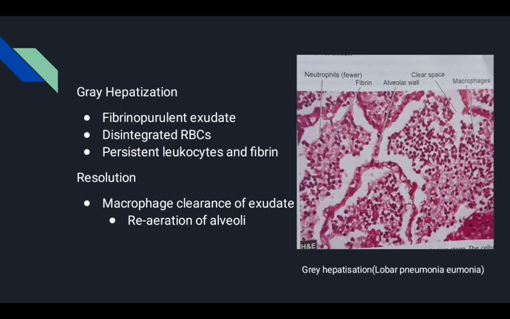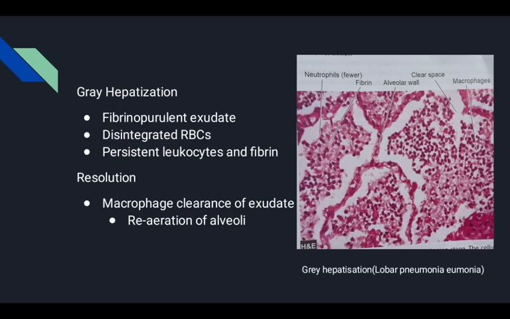In the gray hepatization stage, fibrino-purulent exudate, disintegrated RBCs, and leukocytes persist and fibrin is present. In the resolution stage of lobar pneumonia, macrophage clearance of exudate and re-aeration of alveoli is seen.